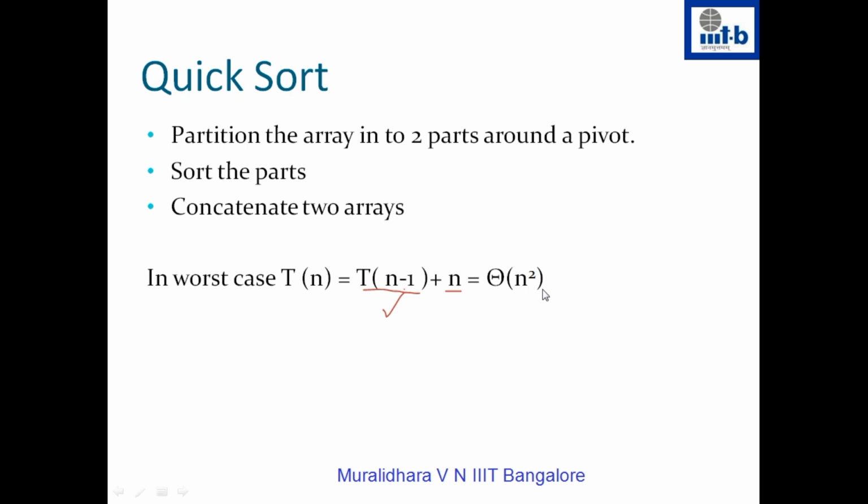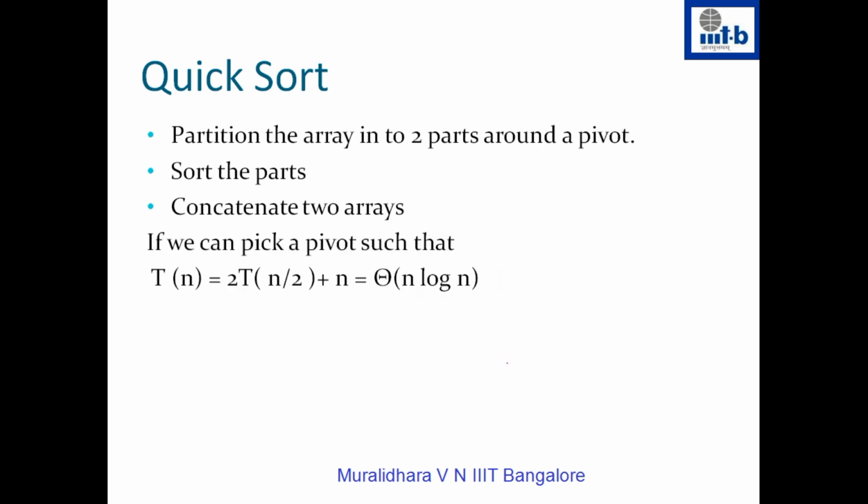But what if we can pick a pivot which is in some sense good, which, when you do the partition, divides the array exactly into two halves? If there is a way to pick a pivot such that it partitions the array into two exactly equal halves, then the equation that we get will be T of n is equal to 2 into T of n by 2 plus n, where n is the time for partition, so this turns out to be n log n. If there is a way to partition such that we divide this into exactly two parts, then quicksort actually runs in n log n.